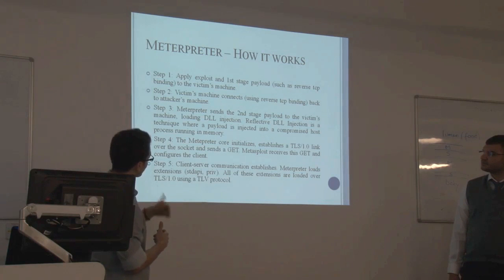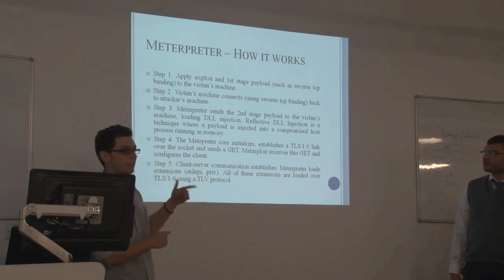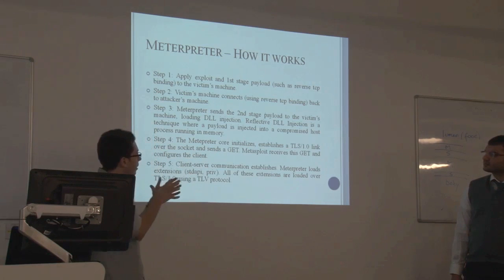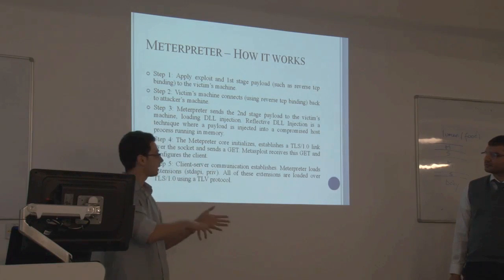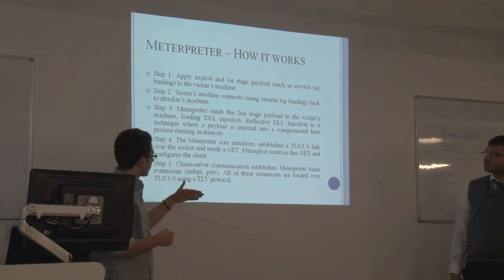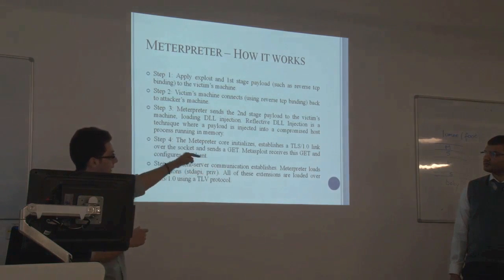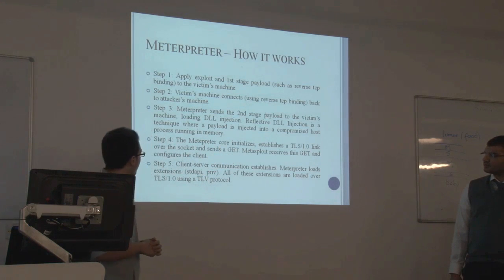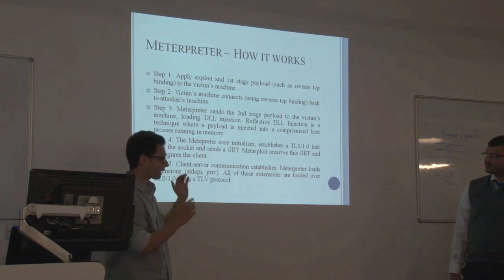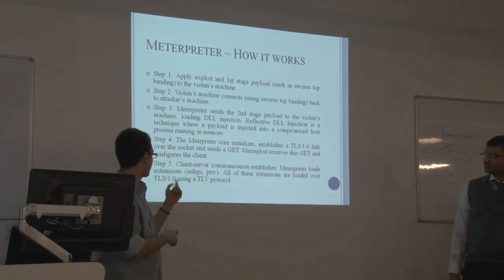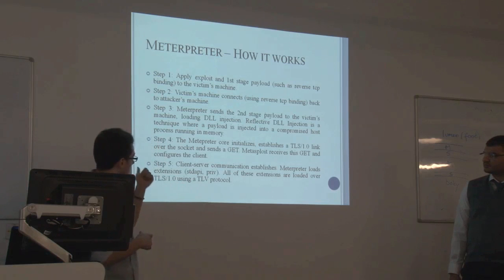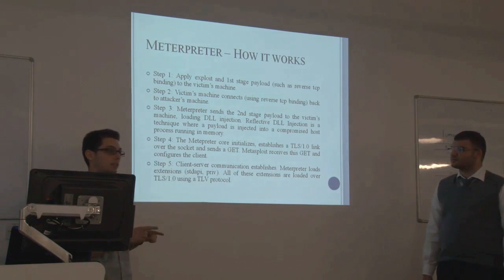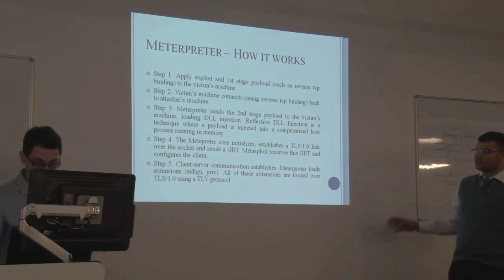In step 3, Meterpreter sends the second stage payload to the victim machine through DLL injection, and the technique is called reflective DLL. This is a technique where the payload is injected into a compromised host, running in memory. Then the Meterpreter core initializes, establishing a TLS secure version 1 link over the socket. And finally, in step 5, client-server communication is established through the TLS channel using the TLV protocol. Now I'm going to hand you over to my colleague Abbas to give you some more details about the TLS protocol and the advantages of Meterpreter.